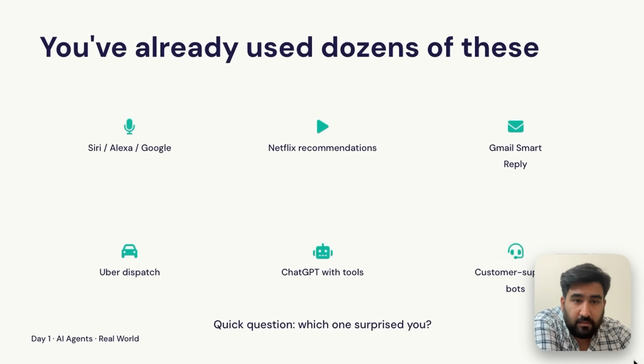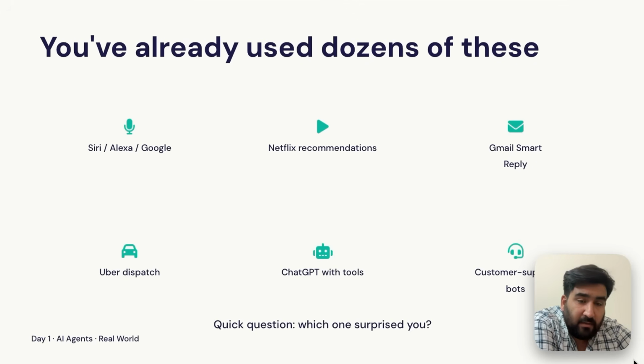Especially look at the grid of the 6 agents on the screen. These are all things we have already used, probably multiple times a day. Voice assistants like Siri, Alexa, Google Assistant, Samsung Bixby, and Netflix recommendations, that one thing that figures out what you want to watch next. Maybe a crime documentary at 11 p.m. on a Tuesday, whatever it is.